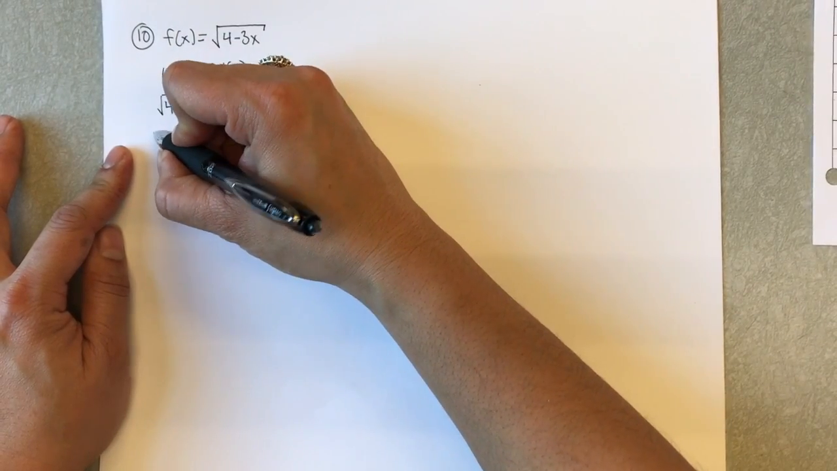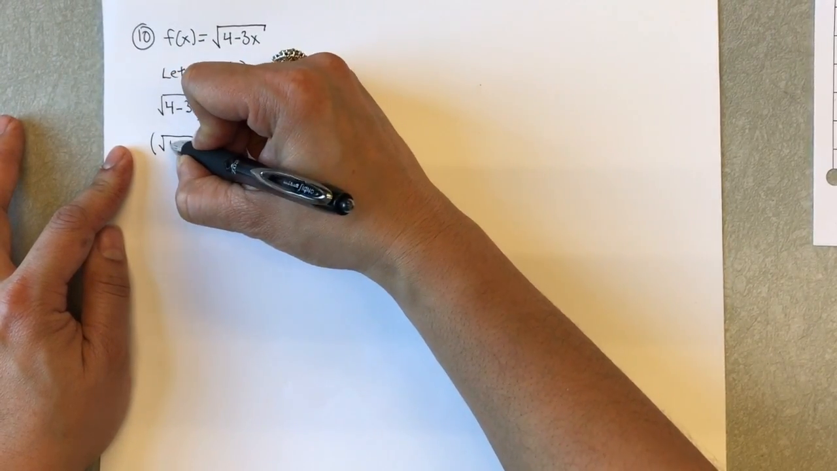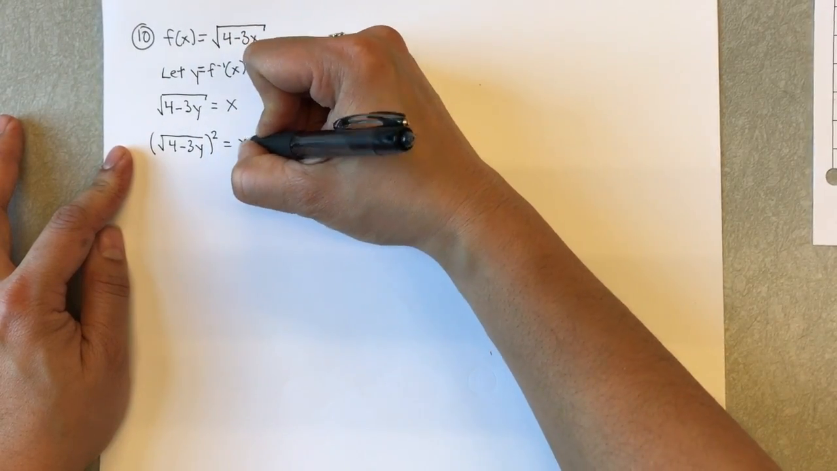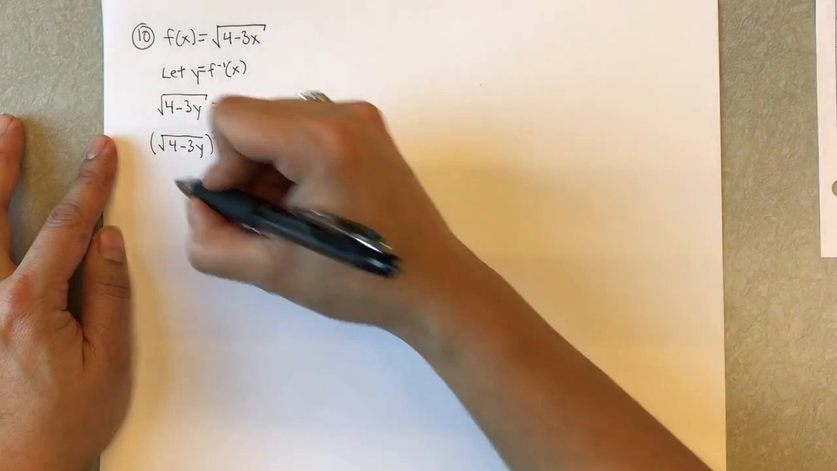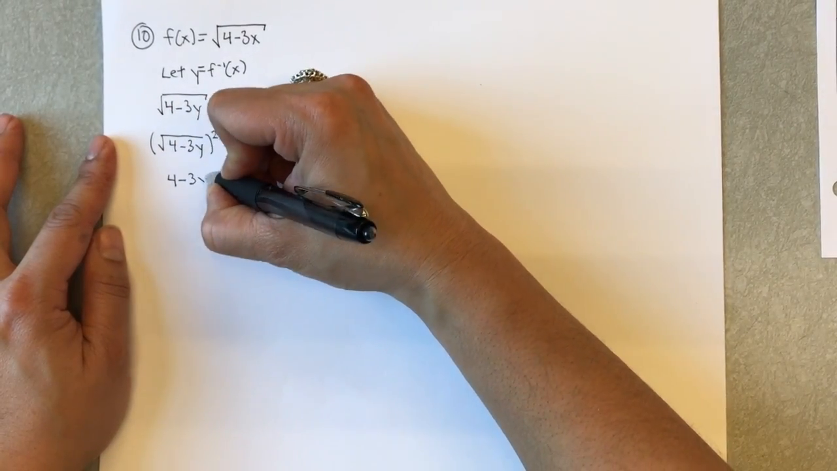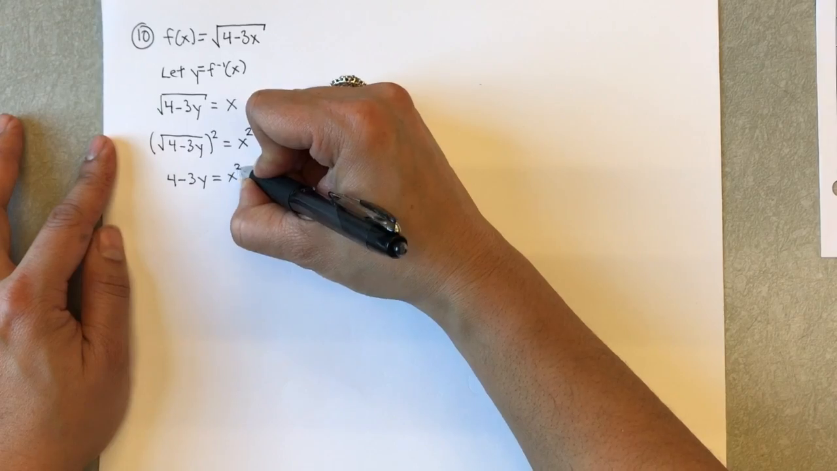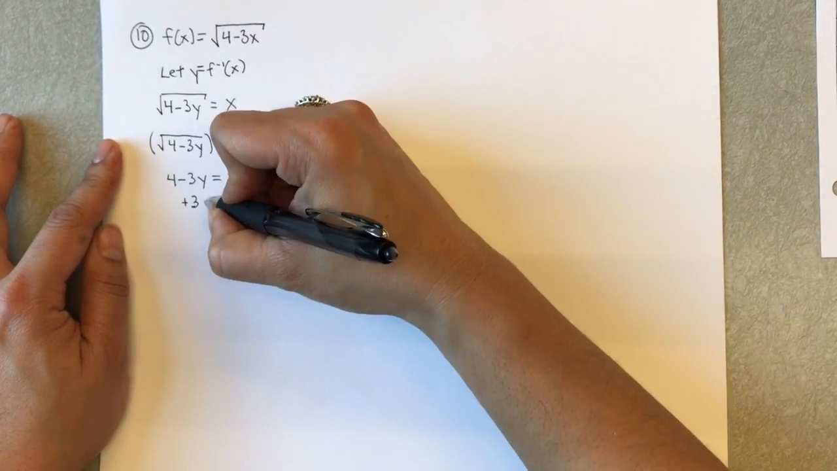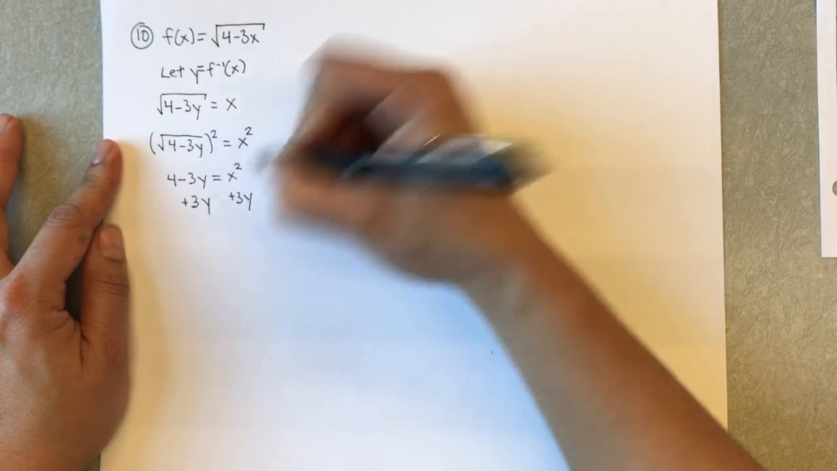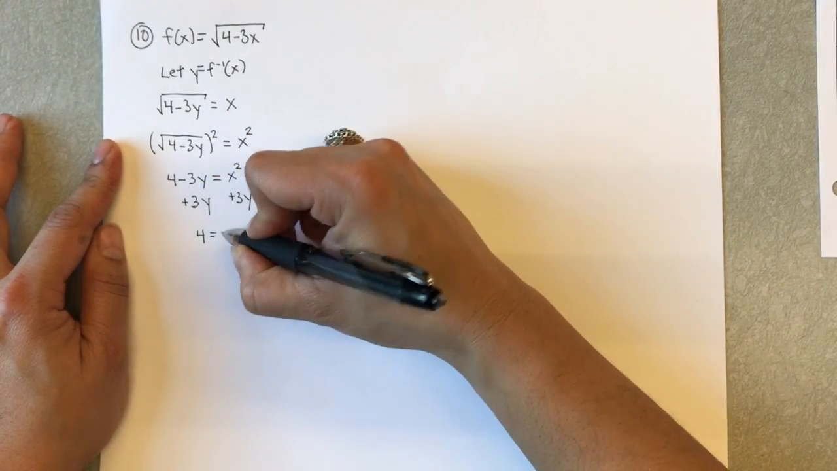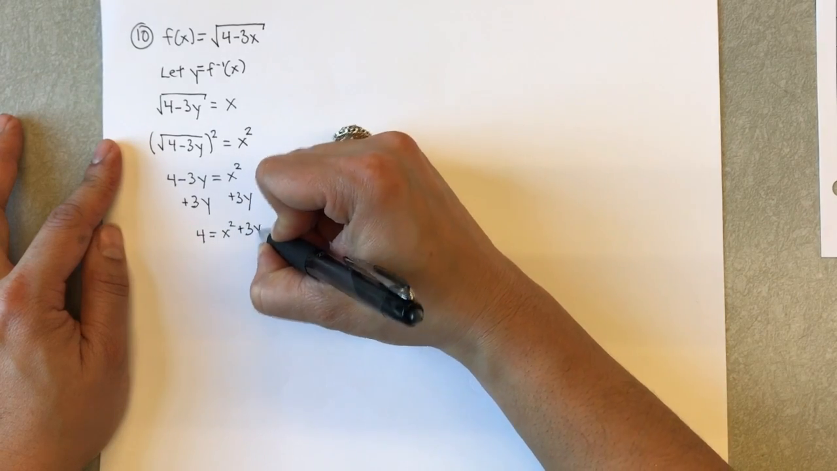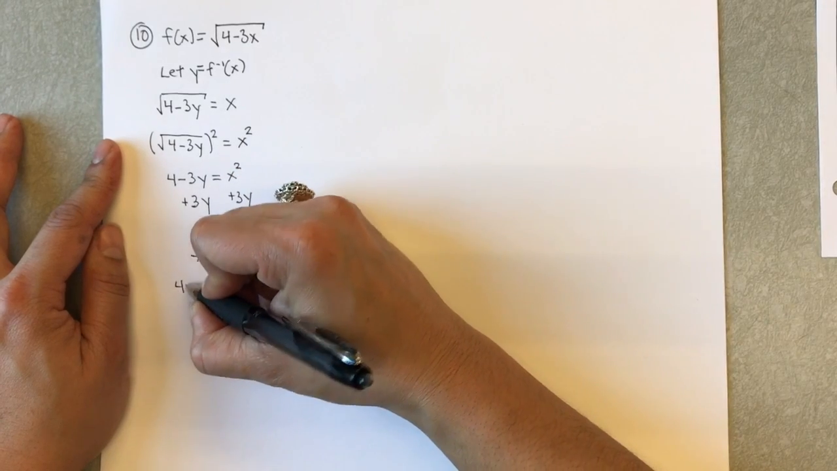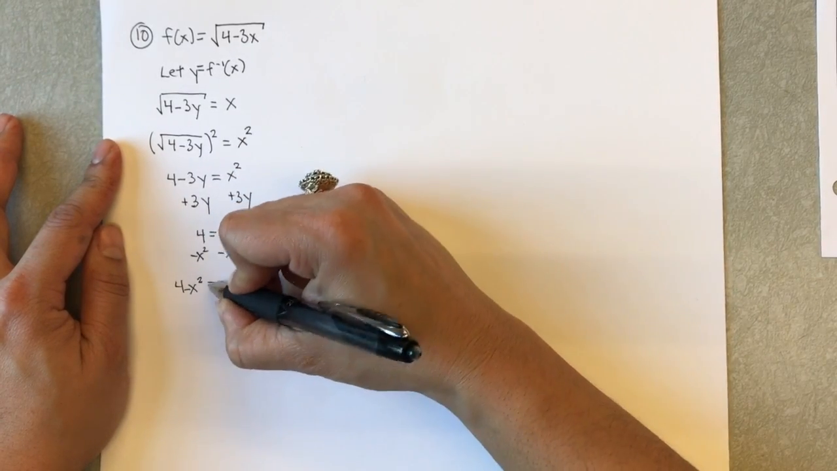To solve for this, first we square it. And square the other side. 4 minus 3y equals x squared. And here, I'm going to do a little bit of switching around so we avoid all the negatives. I'm going to add 3y to both sides. So 4 equals x squared plus 3y. Now I'm going to subtract x squared from both sides. 4 minus x squared equals 3y.